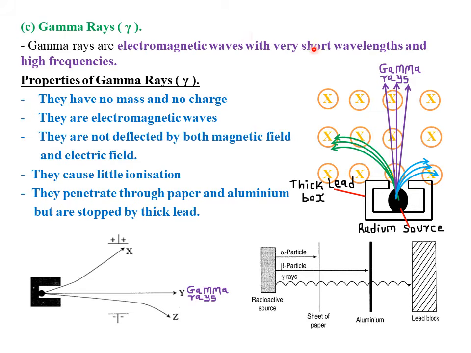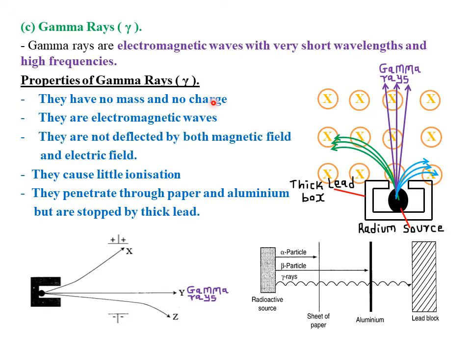Then, if gamma rays have very short wavelength and very high frequencies, remember, from v = fλ, the higher the frequency, the higher the velocity of that particular ray. So if they have very high frequencies, it simply means that the velocity of these gamma rays will be very high, and therefore they will always have a very high penetrating power as compared to other types of radiations. So we look at the properties of gamma rays, and the first property is that they have no mass and therefore no charge. So they are not charged.